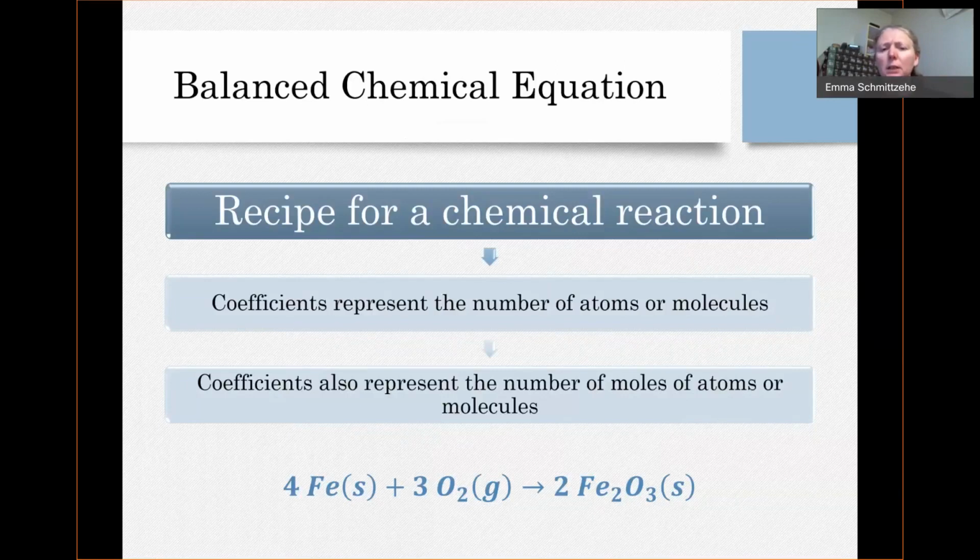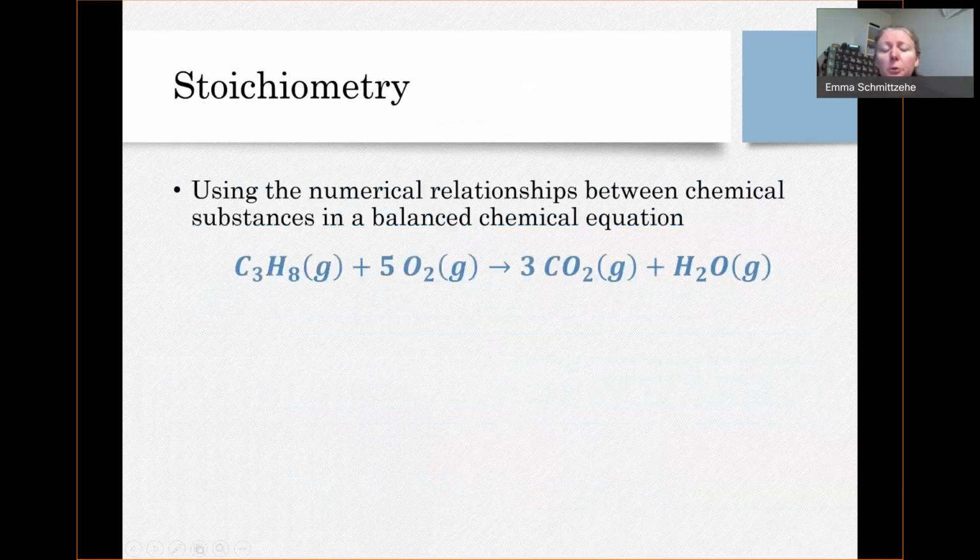But just like a recipe, you can scale that up and down. And so that's essentially what we're doing with stoichiometry. We're scaling things to what we are actually using in our reaction. But we're basing it on that balanced chemical equation. So let's talk about stoichiometry just a little bit more before we do examples. So it's using the numerical relationships between our chemical substances in a balanced chemical equation.